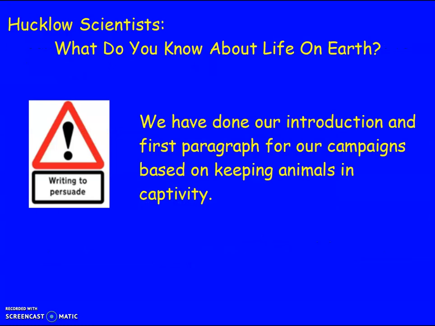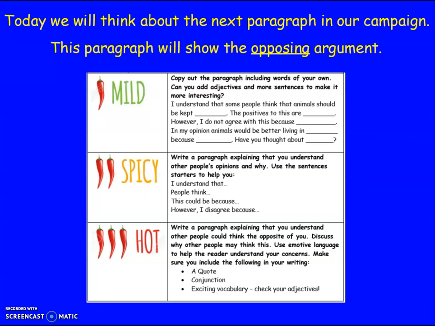So we've started writing our campaign based on keeping animals in captivity. You started your introduction last week with Miss Atkin, and then we did our first paragraph together yesterday, starting with telling the reader your reasons for choosing what you chose to base your campaign on. Okay. So today we're going to talk about the opposing argument. That means the opposite argument. So we're acknowledging other people's points of view and we're saying that we understand that other people have different opinions to us, and we're going to discuss that in the paragraph today.